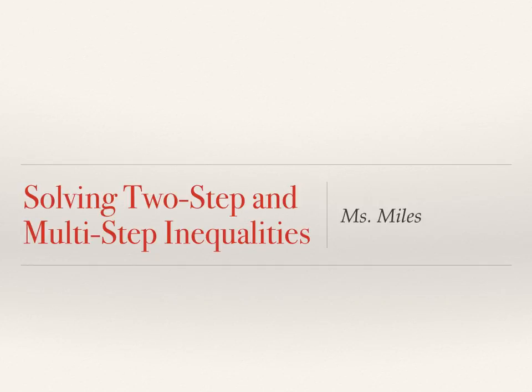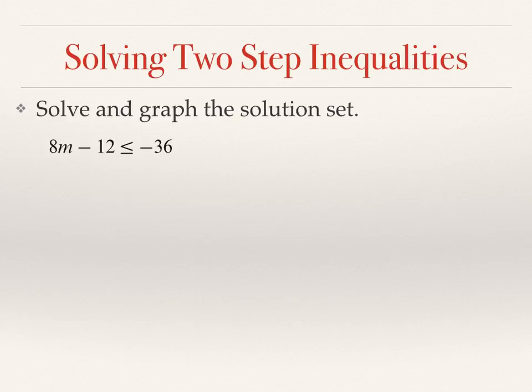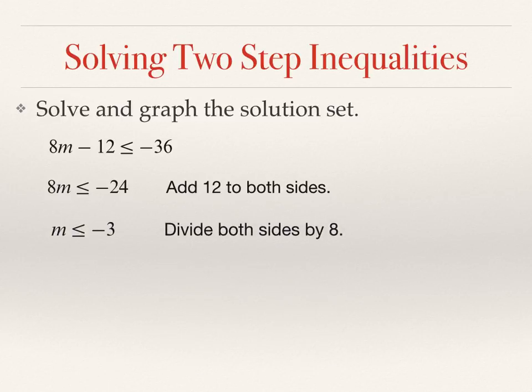Solving two-step and multi-step inequalities. We'll start with this example. To solve and graph the solution set, let's first add 12 to both sides. Let's divide both sides by 8. And the solution is m is less than or equal to -3.